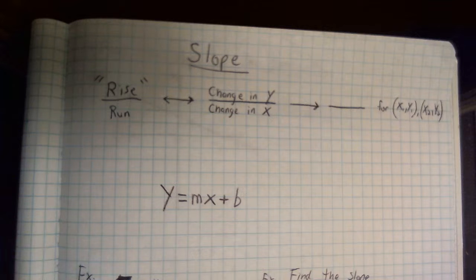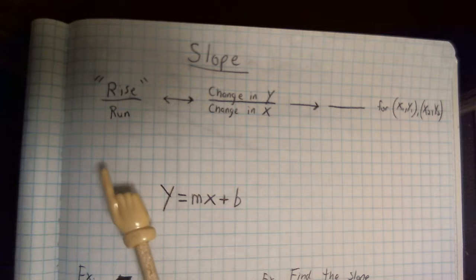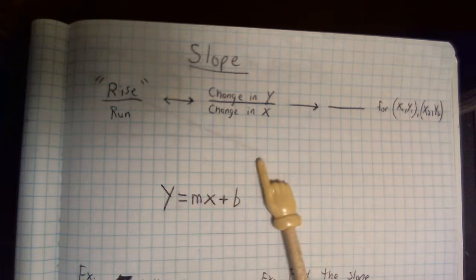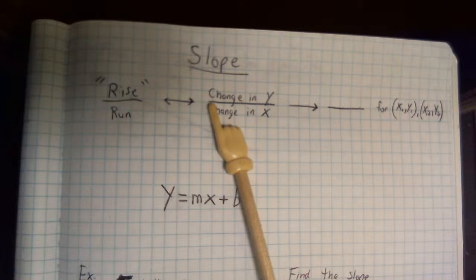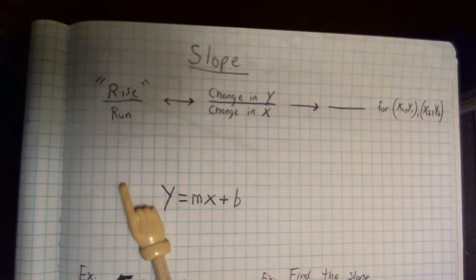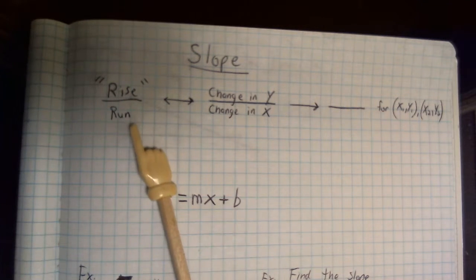Slope is the rate of change a line is going through. A lot of times we hear this thing called rise over run, right? Meaning if we're looking at a line going from left to right, is our line going up a certain amount and over a certain amount, or is it going down a certain amount and over a certain amount? That's what we're talking about when we say rise over run.